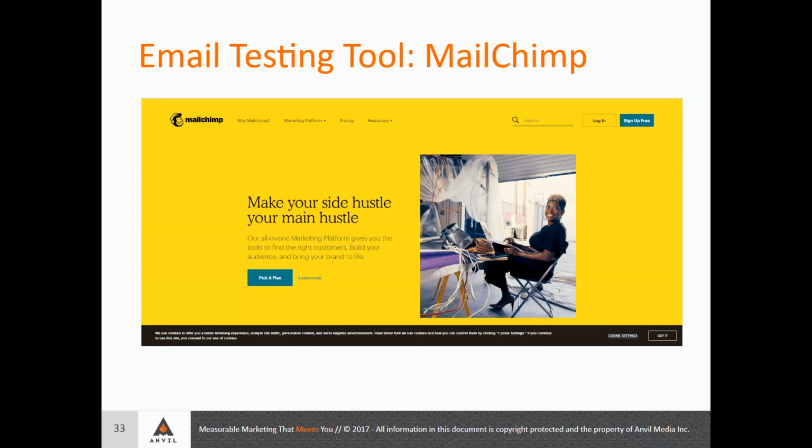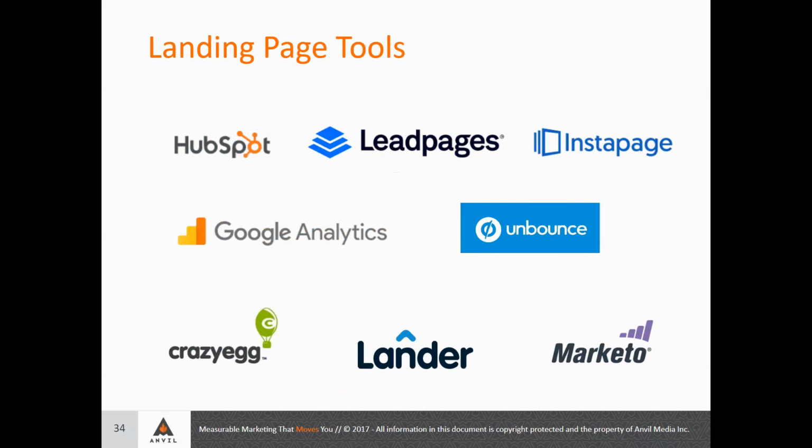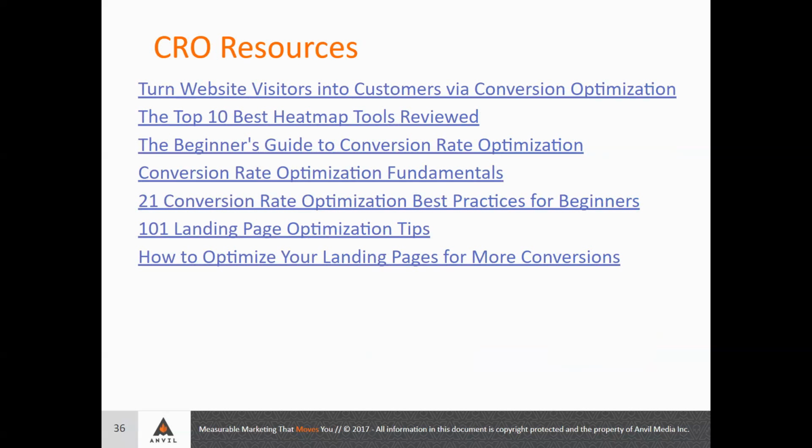And just some ideas for email testing tools. There are a couple out there. MailChimp and ActiveCampaign are just two of them, but there are plenty out there, and a lot of marketing automation tools and CRMs also have their own email testing tools. So if you already have one of those systems in place, you likely already have this at the ready. Here are some other landing page tools that we may not have mentioned, but that are good to use, and some other resources to help you figure out your conversion rate optimization.